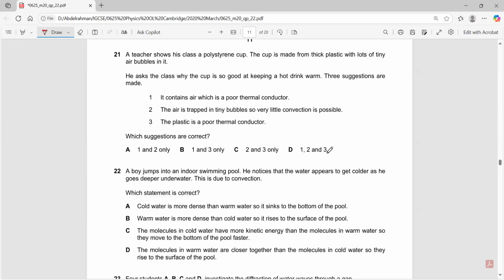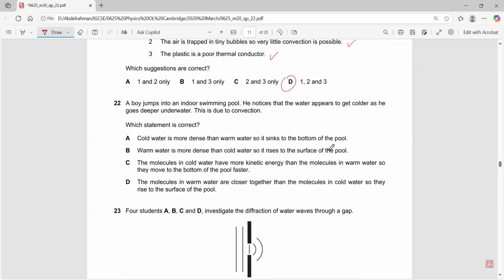A teacher shows his class a cup. The cup is made from thick plastic with lots of tiny air bubbles in it. He asks why the cup is so good at keeping a hot drink warm. It contains air, which is a poor thermal conductor. It does. The air is trapped, so very little convection is possible. Again, true. The plastic is a poor thermal conductor. Yes, 100% true.